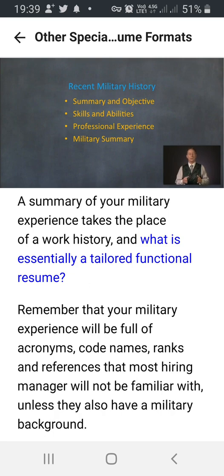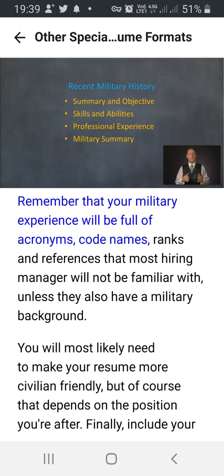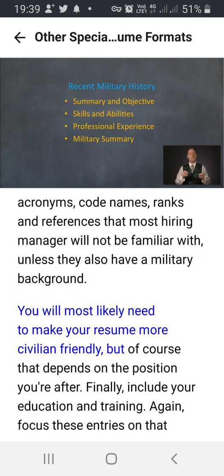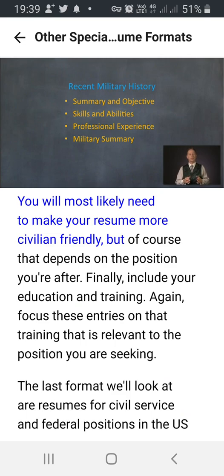Remember that your military experience will be full of acronyms, code names, ranks, and references that most hiring managers will not be familiar with, unless they also have a military background. You will most likely need to make your resume more civilian-friendly. But of course, that depends on the position you're after. Finally, include your education and training. Again, focus these entries on that training that is relevant to the position you're seeking.